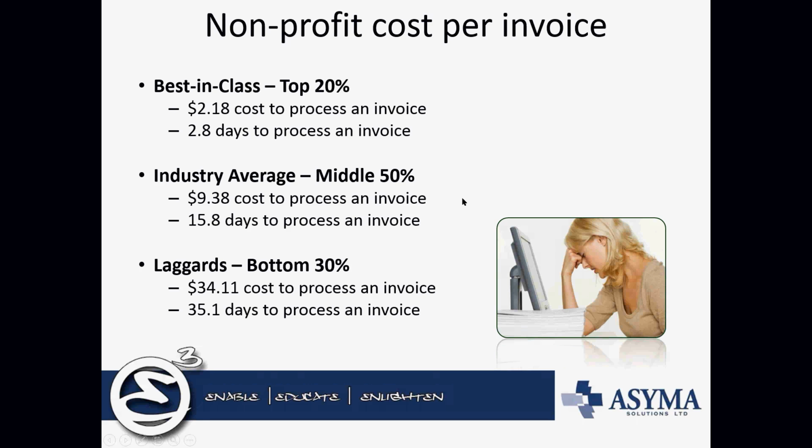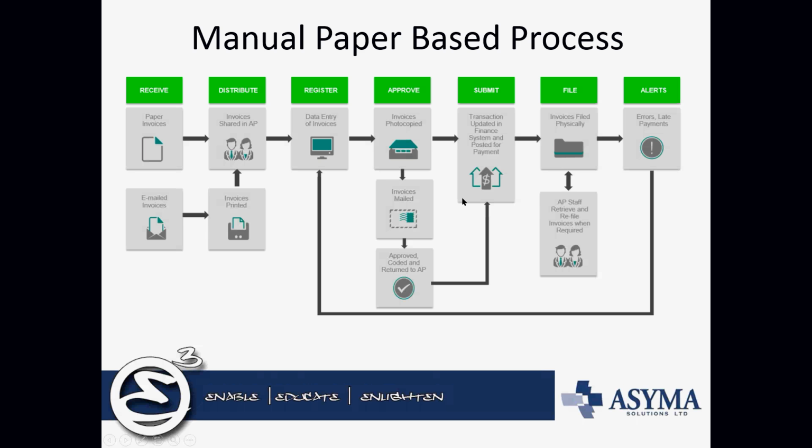And why is it available? Let's just talk about a manual paper process. Lots of data entry and paper handling: receiving it, distributing it to the right people, making sure that invoices that arrive by email are printed, then doing data entry, then photocopying and filing the invoice in the right spot, mailing off the invoices to get them approved, or transmitting a whole bundle over for approval, which is certainly time-consuming.